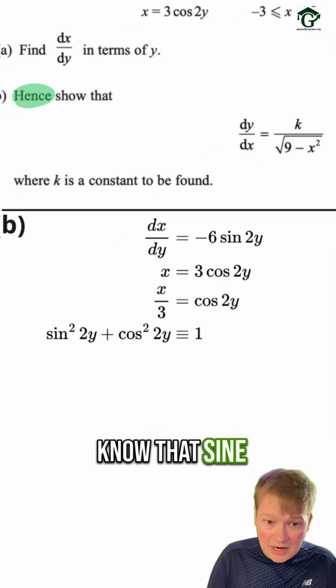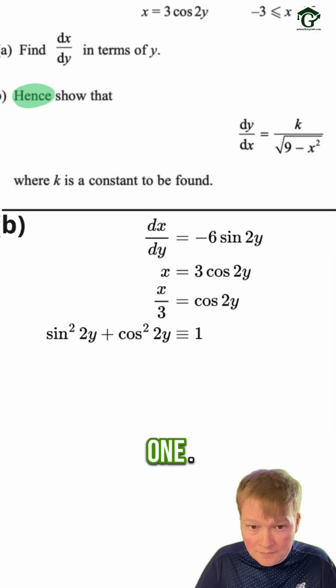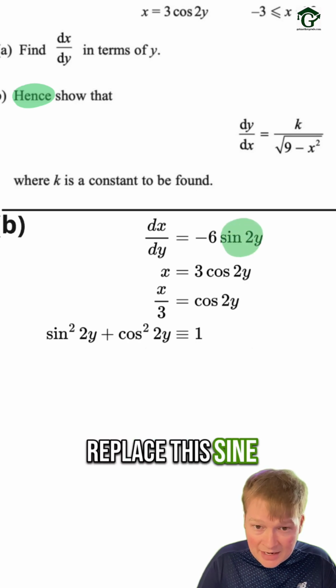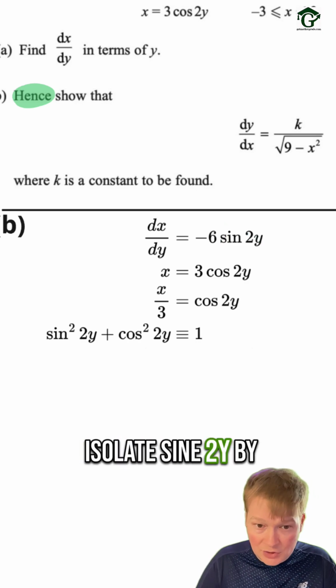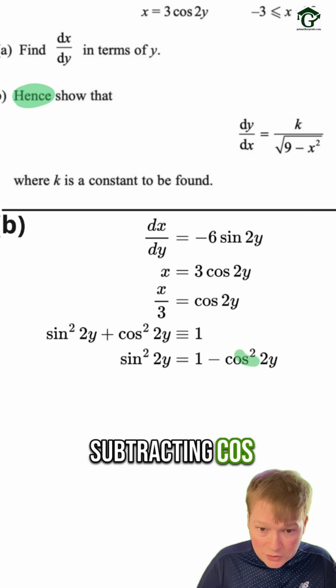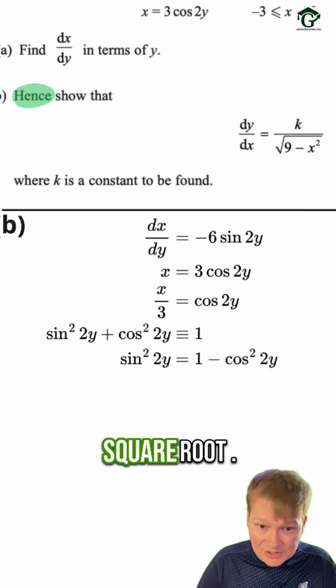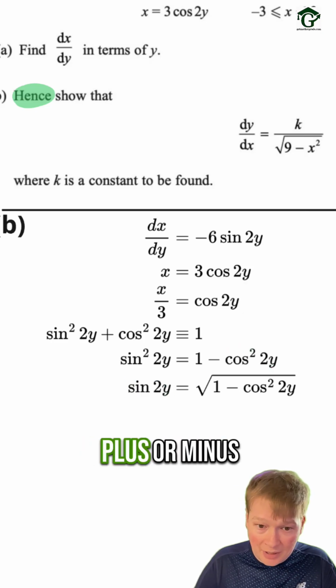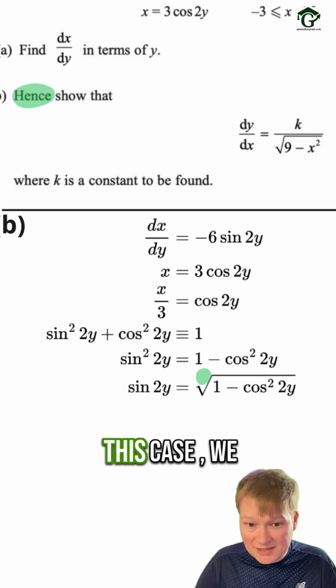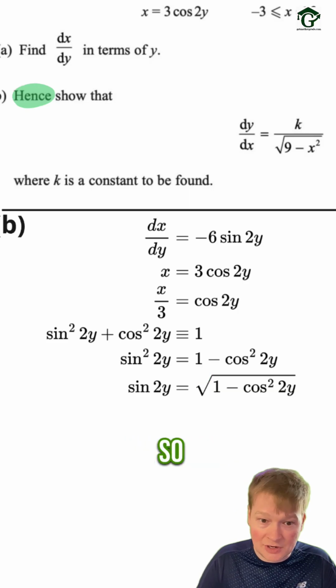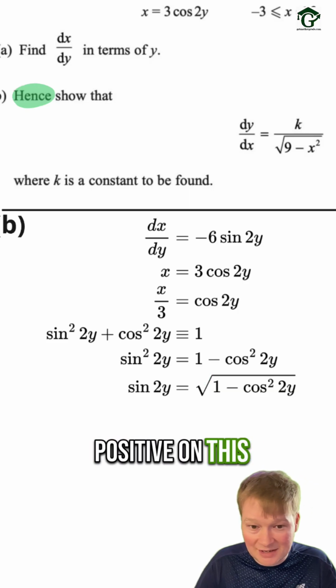Well, you should know that sine squared plus cos squared equals 1. And therefore, if I'm wanting to replace this sine 2y, I'm going to isolate sine 2y by subtracting cos squared, first of all, then taking a square root. Normally, I'd have to worry about plus or minus signs here, but in this case, we know that y is positive, so sine 2y will be positive on this given interval.